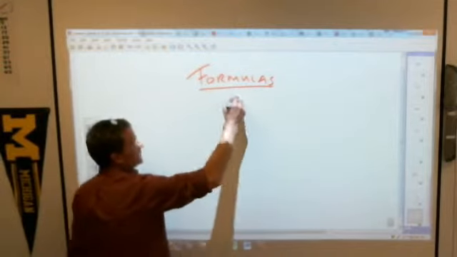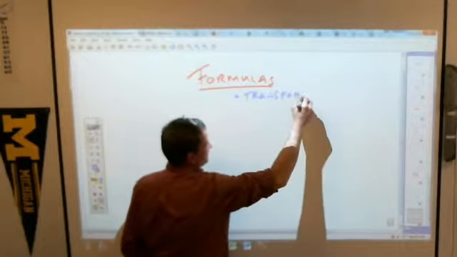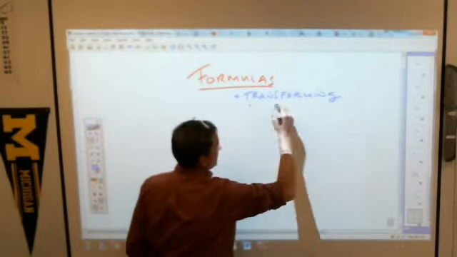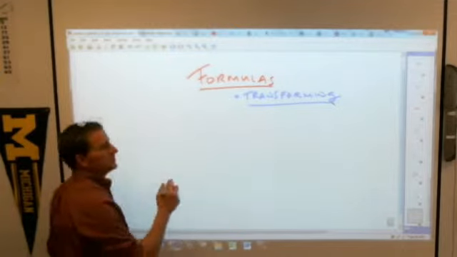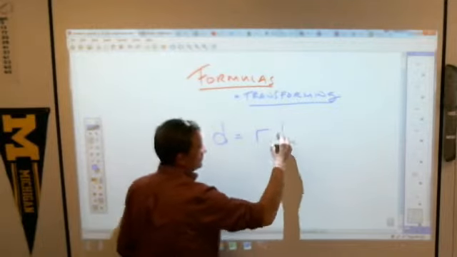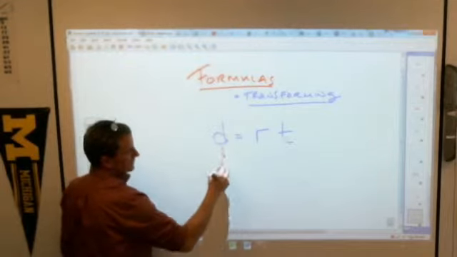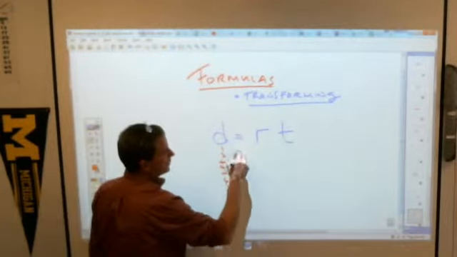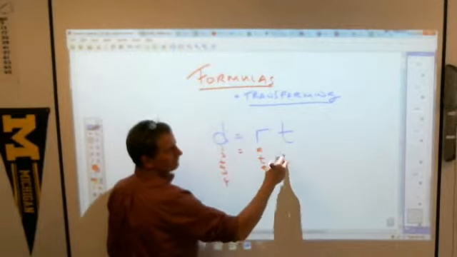Formulas, this is called transforming them, which simply means this. Let's say we've got the basic, we'll use the one the book uses. Here's a simple formula that distance equals RT, which means what? We're talking, this is distance equals what? Rate times, anybody? Time.